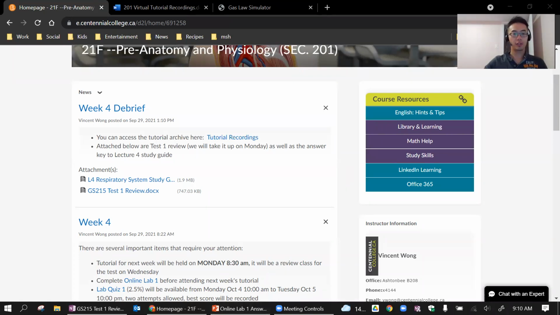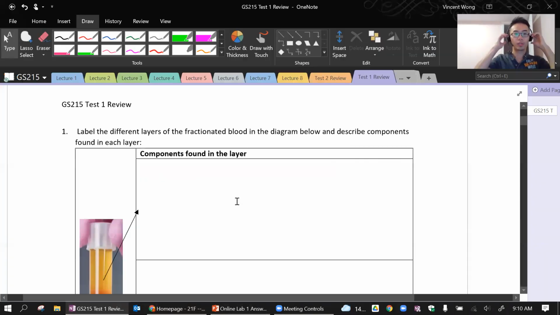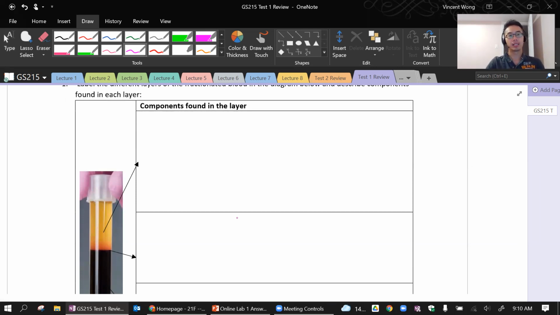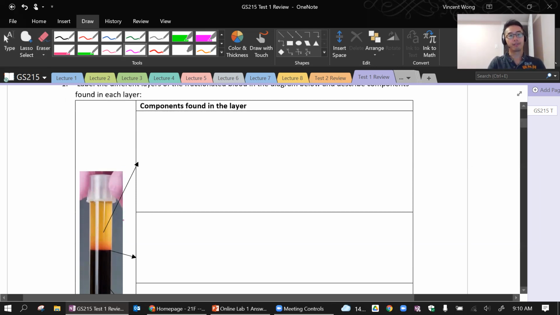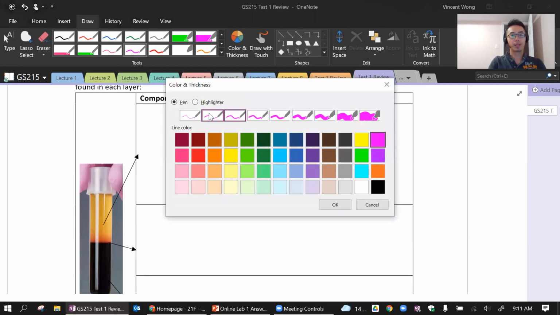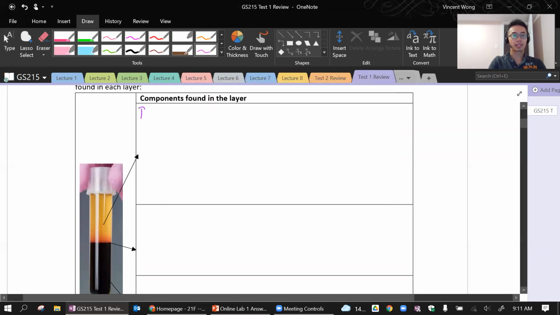So hopefully you have that right now, and we are going to review. So this is fractionated blood. Fractionated is just a fancy way of saying separating the blood into the different layers. Okay, so we have the top layer, that is of course the plasma.